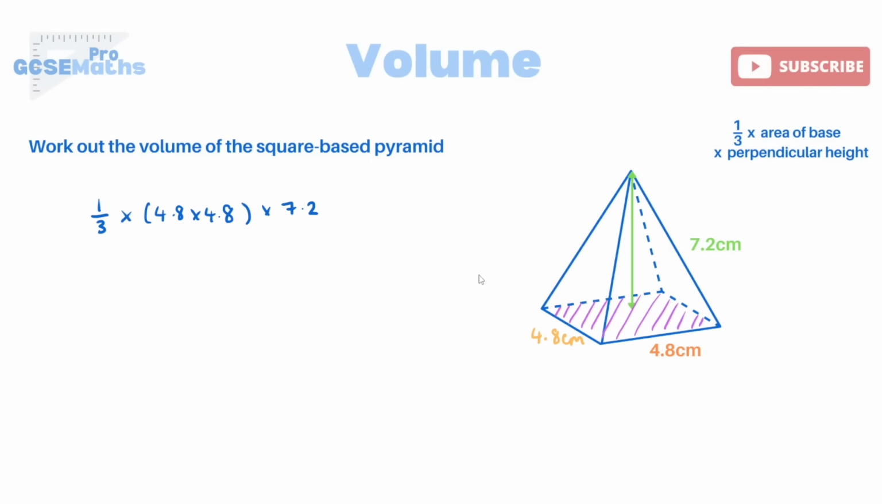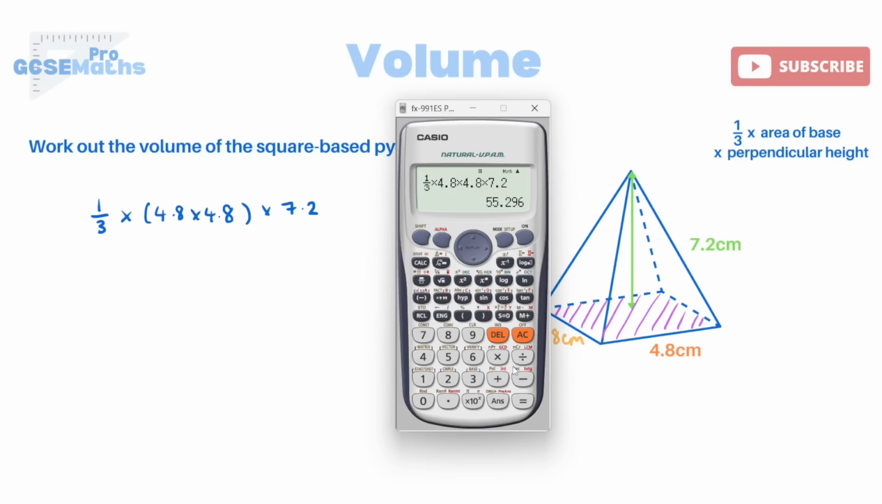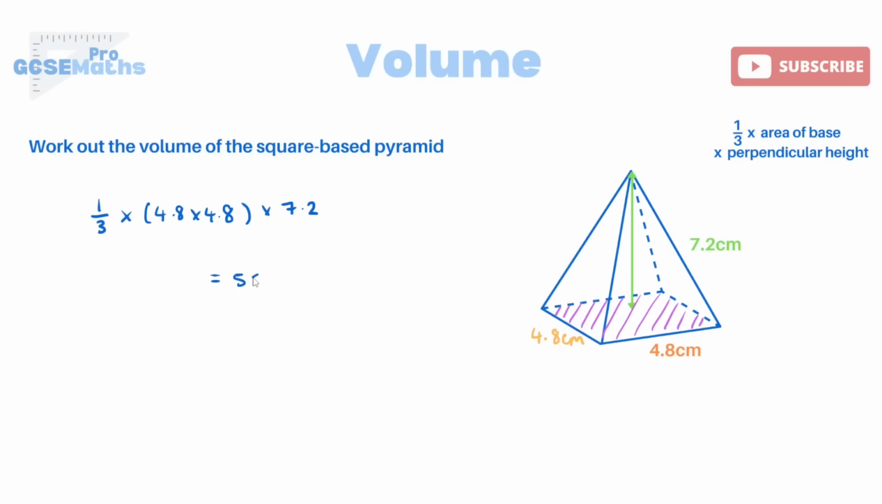And then we just put that into our calculator. That gives me 55.296 centimeters cubed. Okay, so that one's a fairly straightforward one because we're just copying from the formula.